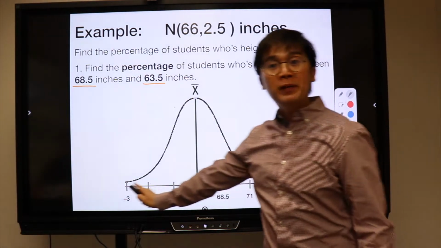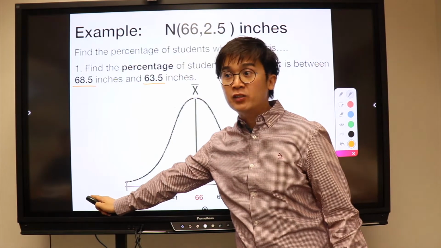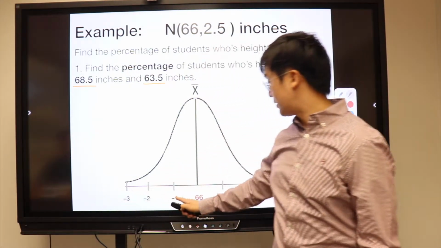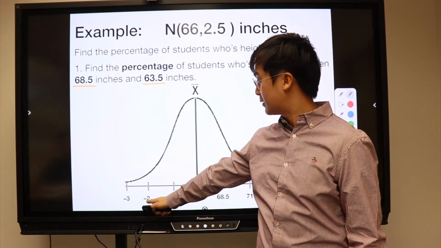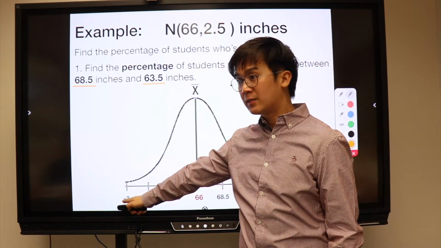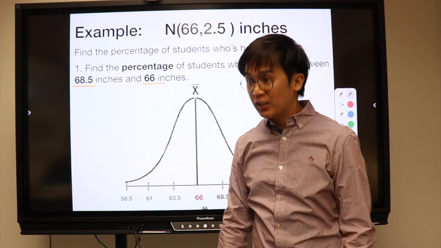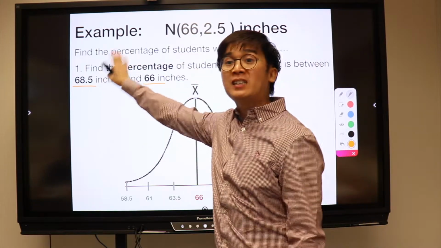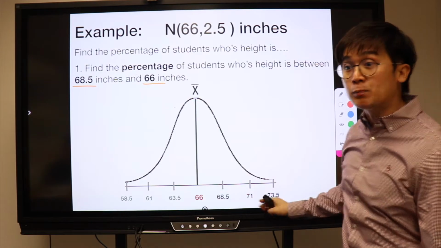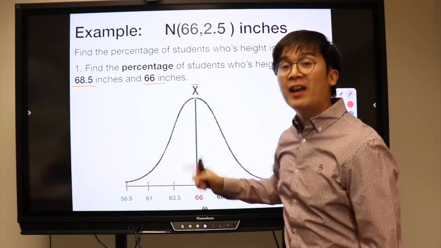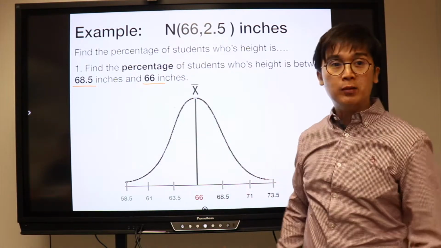Let's complete the normal curve below the mean. What is this? 63 and a half. What about this? 61. And this? 58.5 inches. So now we have a complete set of our standard deviations and their corresponding heights in our normal curve. Now let's answer this problem.